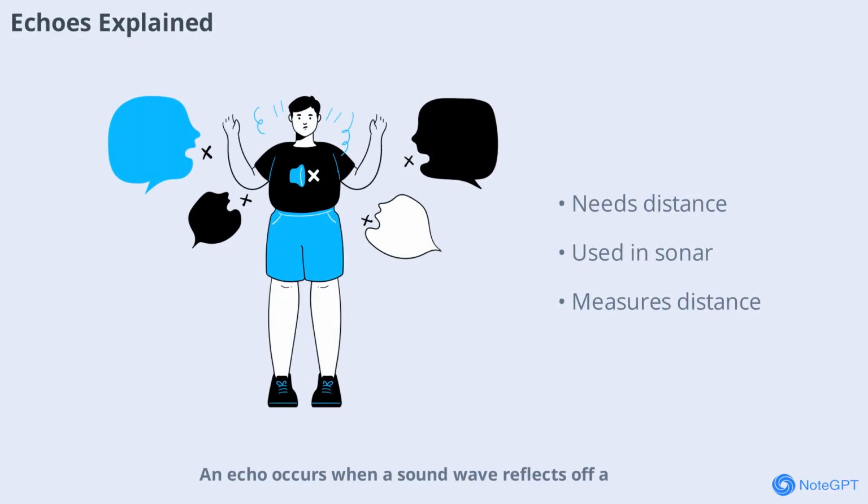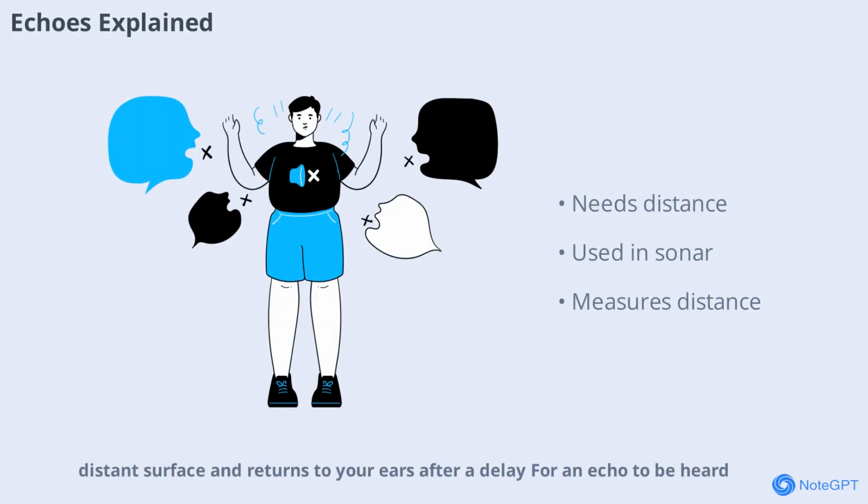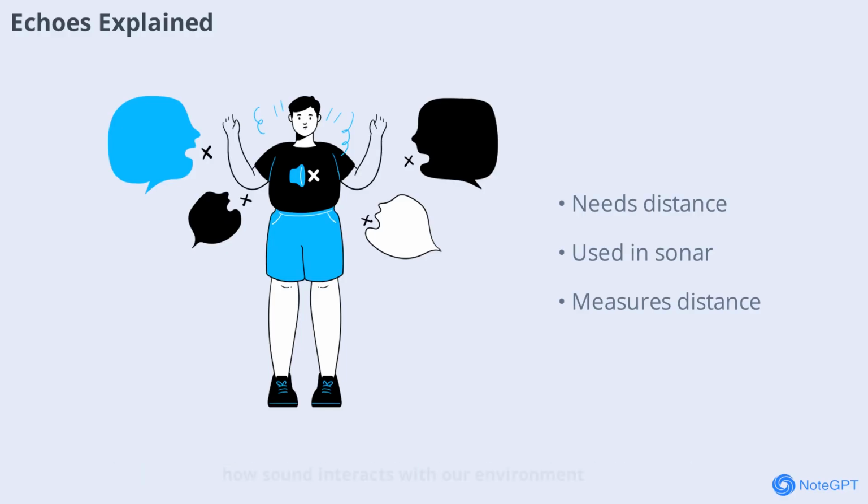An echo occurs when a sound wave reflects off a distant surface and returns to your ears after a delay. For an echo to be heard, the reflecting surface must be at least 17 meters away from the source. Echoes are not just a curiosity, they have practical uses in measuring distances and in technologies like sonar and ultrasound. Understanding echoes helps us appreciate how sound interacts with our environment.